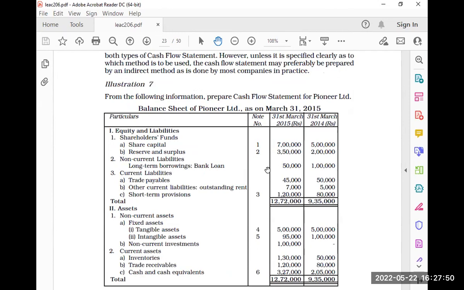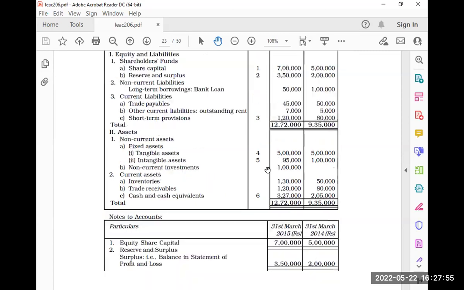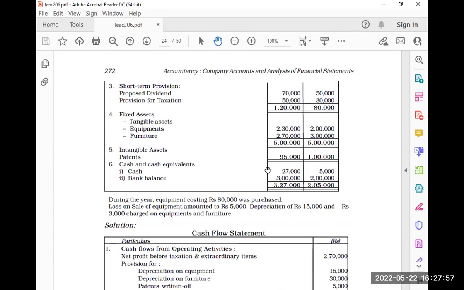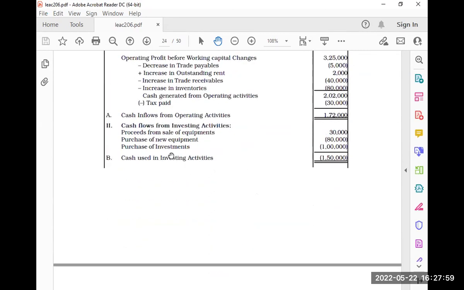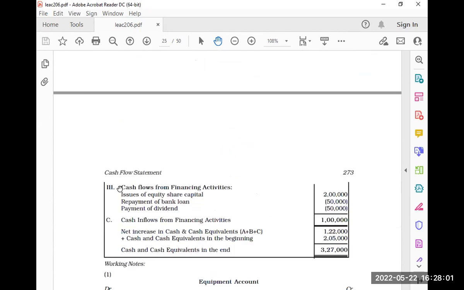So where should I go? In the cash flow statement, under financing activity, I have to write point number 1. What is that? Point number 1 should be issue of new equity share capital 2 lakhs. 2 lakhs, no difference. 2 lakhs.